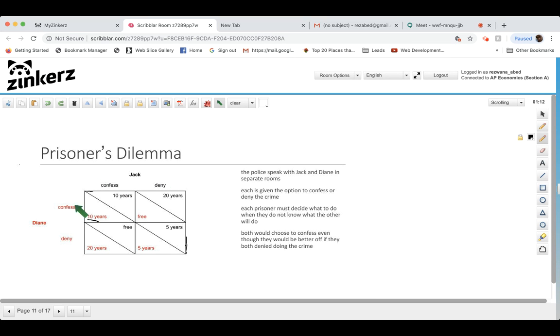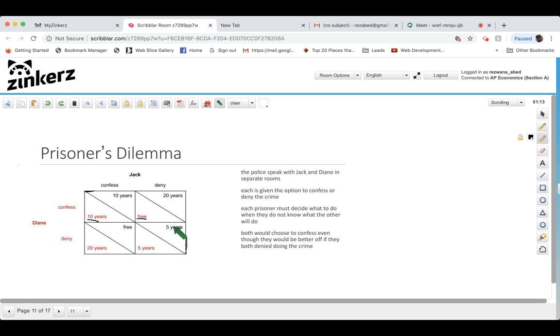Now we're going to take a look at Diane's best response if Jack chooses to deny the crime. If Jack chooses to deny, this column doesn't exist right now, we're only looking at this column. So what are the two numbers? Which one should she pick? She should definitely choose to confess. Yes, because if she chooses to confess when Jack denies, she's going to walk free. But if she denies and Jack denies, she's going to get 5 years. Those are the two choices, so she's definitely going to choose to confess when Jack denies.